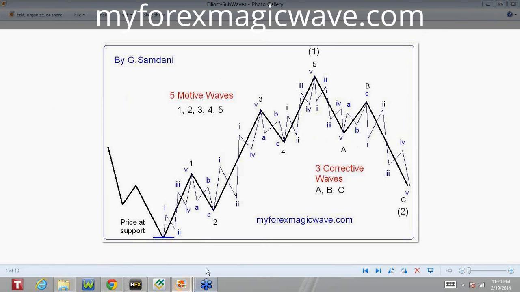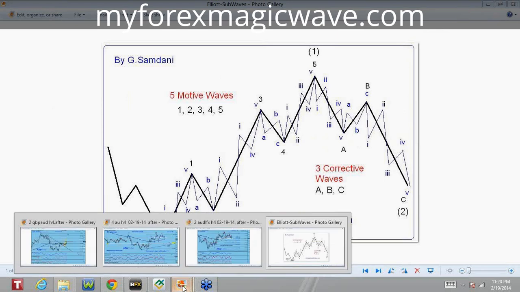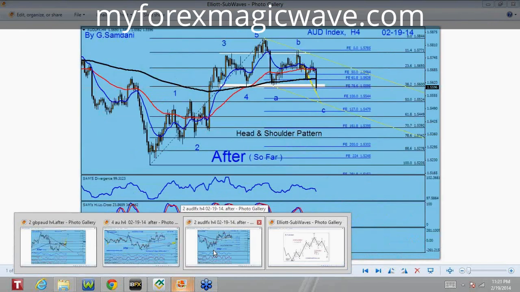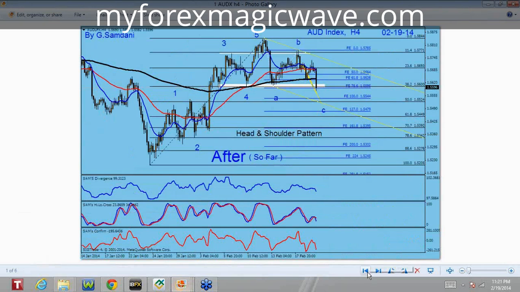So let's take a look. I got 3 setups to show you that are really doing good so far. First was, I think, the Aussie Index. Let's take a look at that. This one. Okay, so what happened exactly?